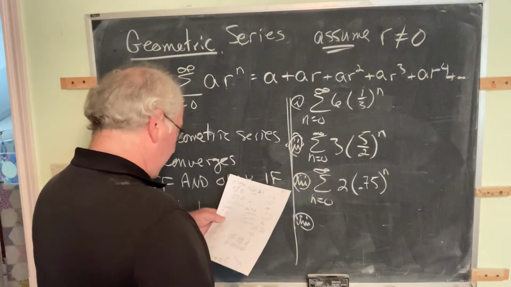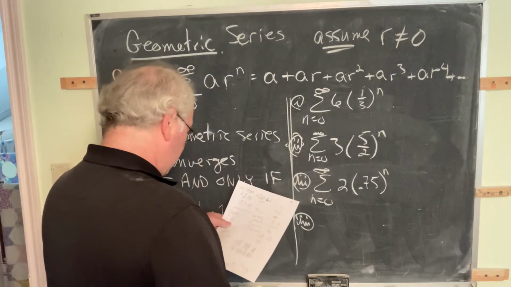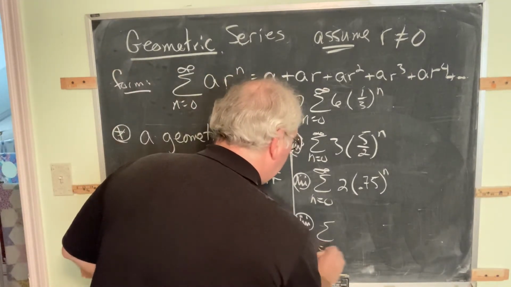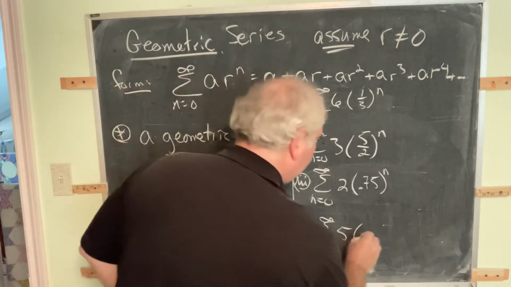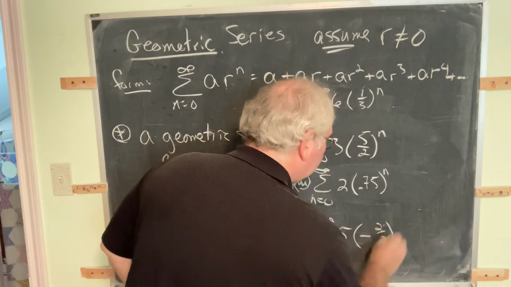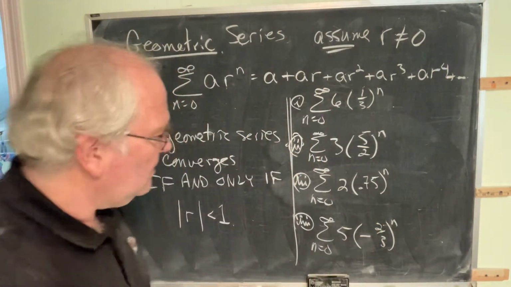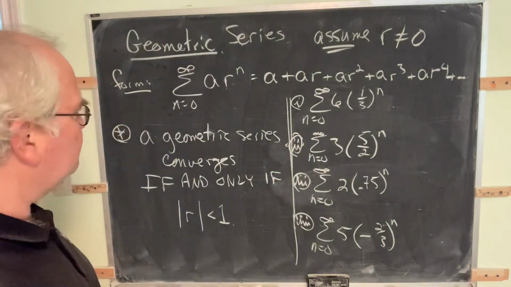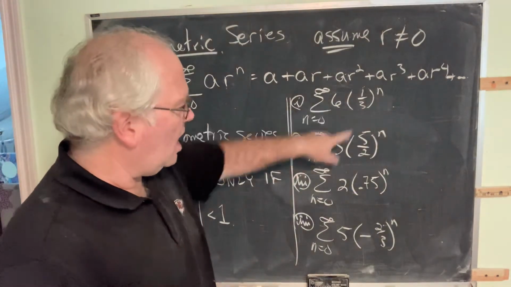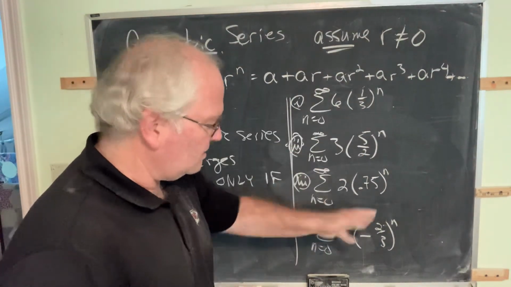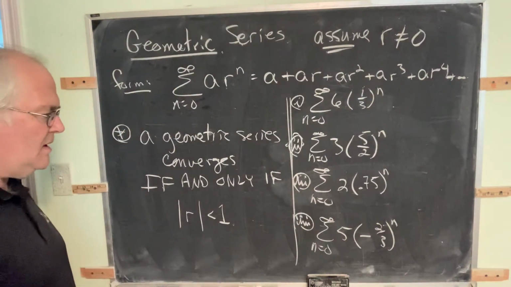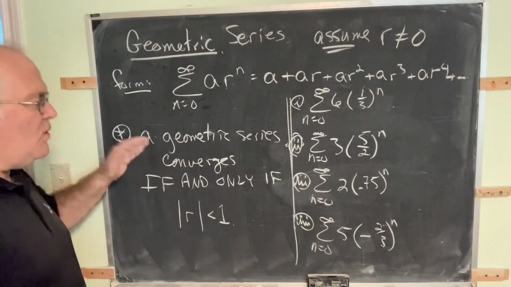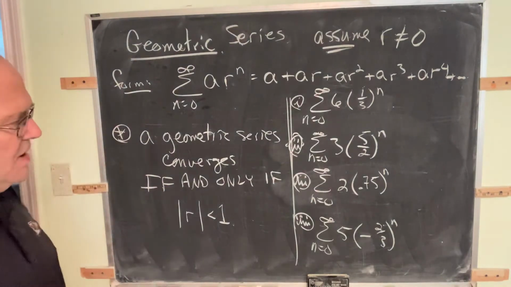Another case we could have is 5 times negative 2/3 to the n. So these are all geometric series: A and R, A and R, A and R. So there's no issue. A could be negative. There's no problem with that. So the question is, do each of these series converge?